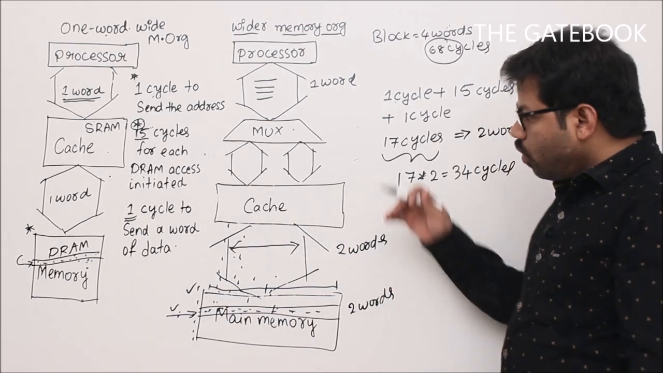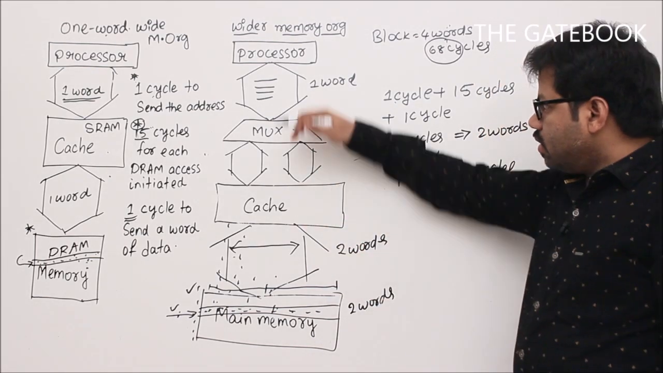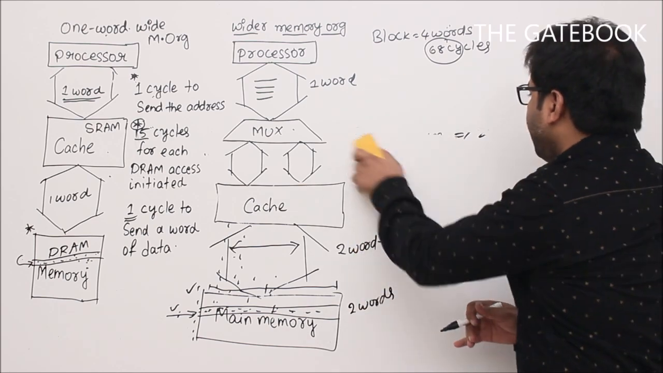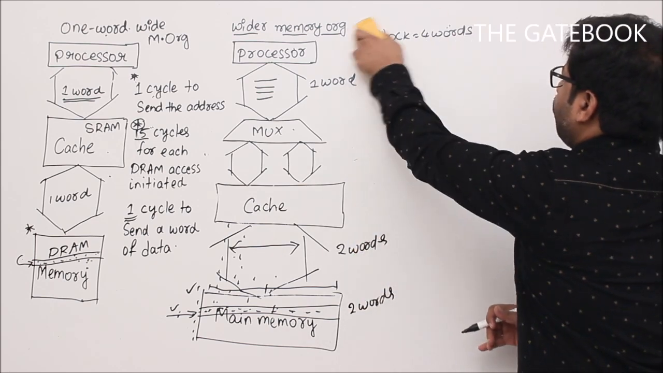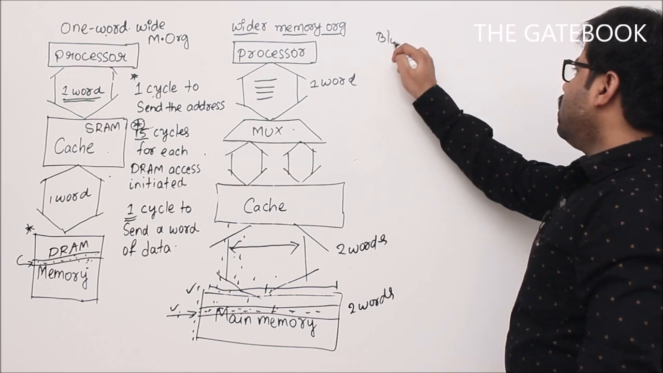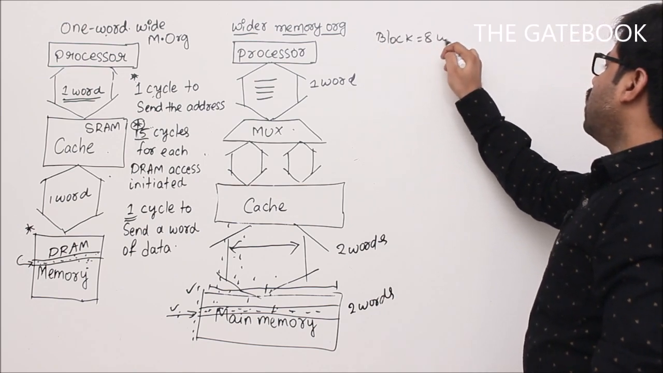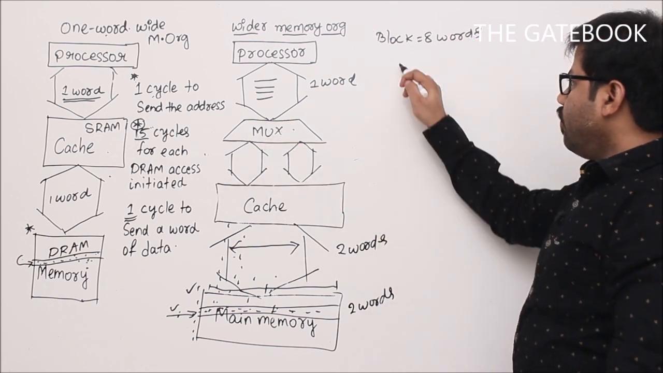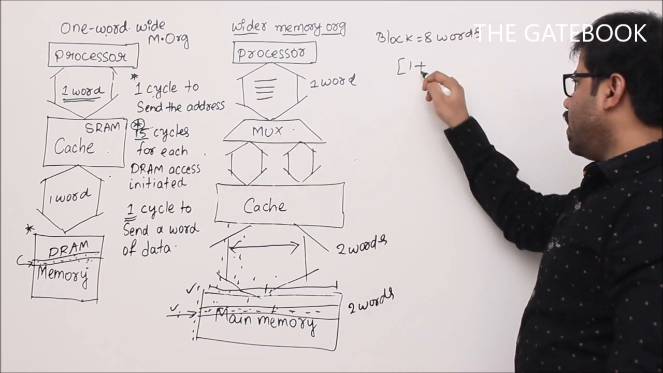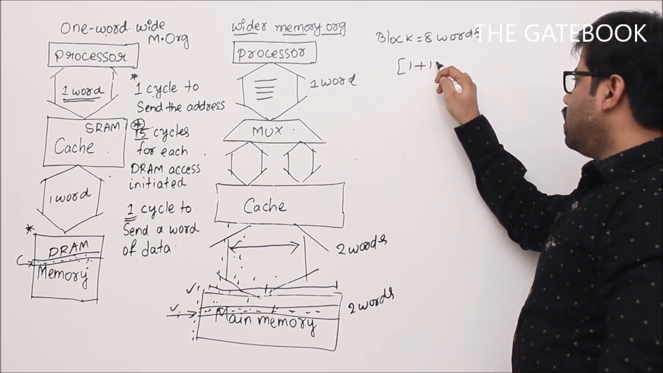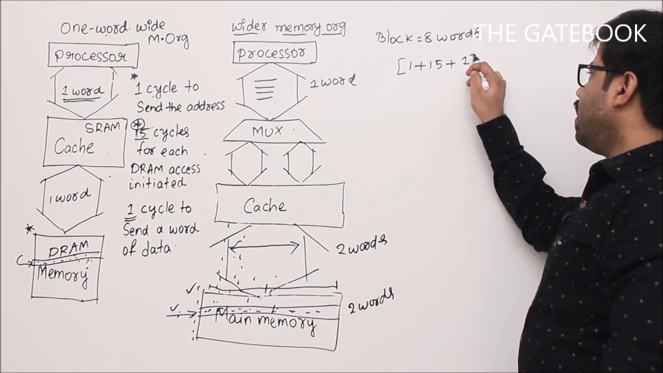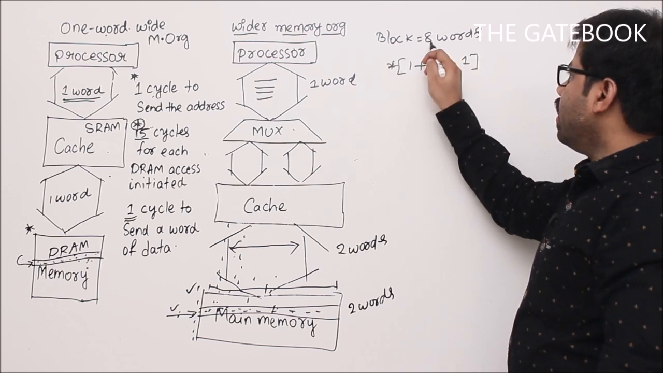Okay, now before going to that, let me answer this question again for 8 words. Let me take 8 words and solve the problem. Block size is now 8 words. In both of them, how much time they will take? Design number 1. Then we know that first send the address 1 cycle, and 15 for initiating the DRAM, then 1 for getting the data. But we have to do that 8 times, right?